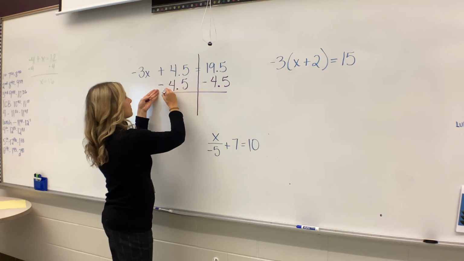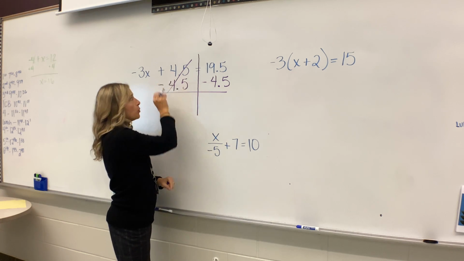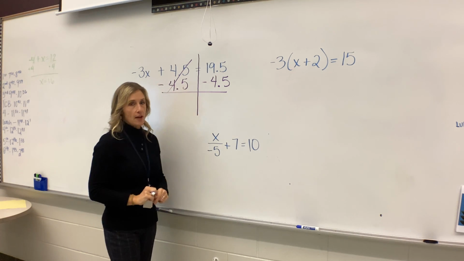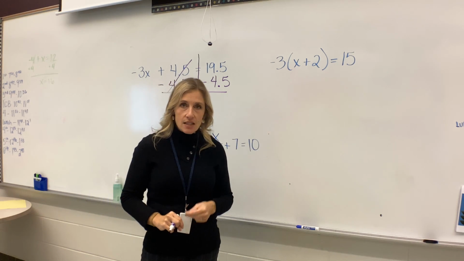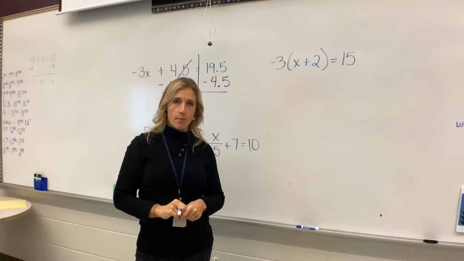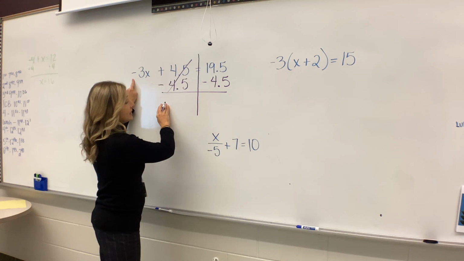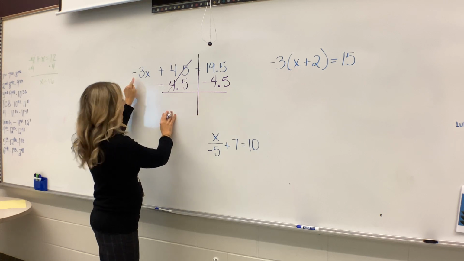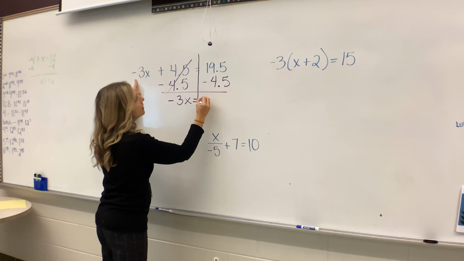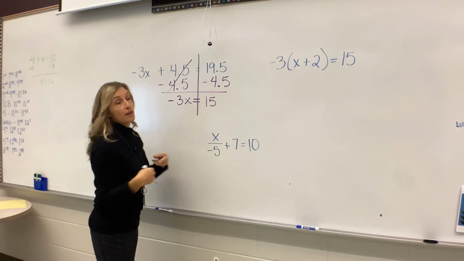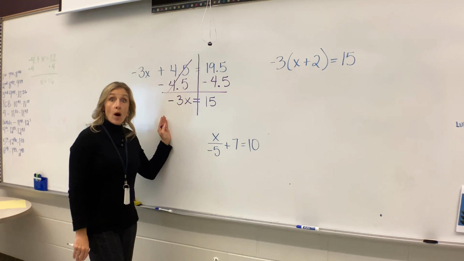When I do this, that should cancel out and make 0. Let's make sure it does. 4.5 minus 4.5 really is 0, so I can cancel it out. If it doesn't equal 0, chances are you've made a mistake and you want to backtrack and try again. I'm going to write down what I still have: -3 times x equals 15, or 15.0 if you want it to be precise. Now I have a one-step equation.